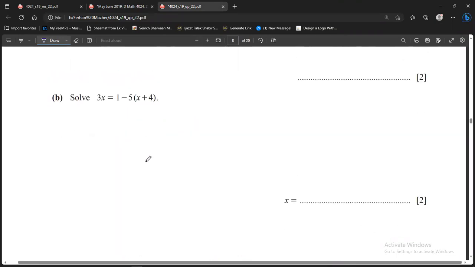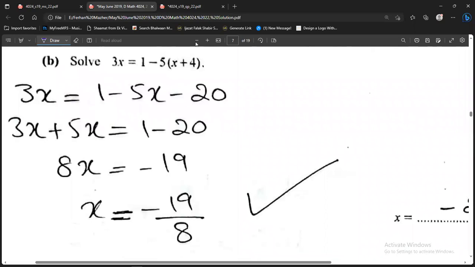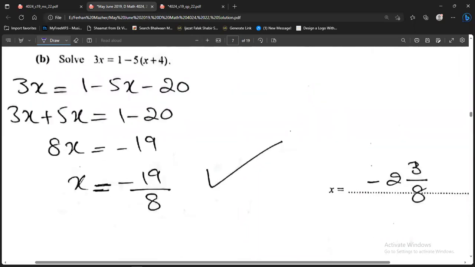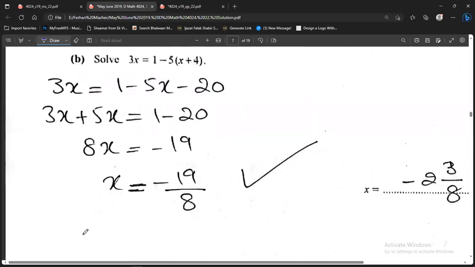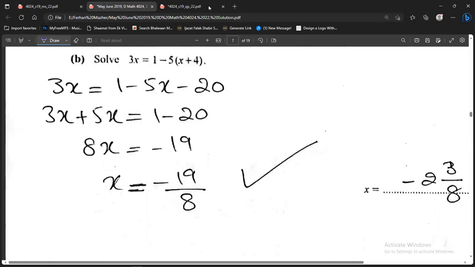It's B part. He says solve. We have 3x is equal to 1 minus 5(x plus 4). Okay, so we will simply open that bracket, and very easily we can solve this. So here we have 3x is equal to 1 minus 5x minus 20. 3x plus 5x is equal to 1 minus 20. 8x is equal to minus 19. x is equal to minus 19 by 8, so it will be minus 2 whole 3 by 8. Minus 19 by 8 is the right answer, sir.